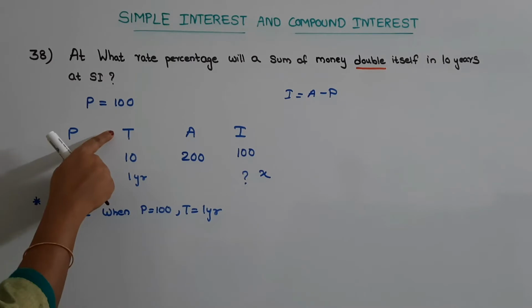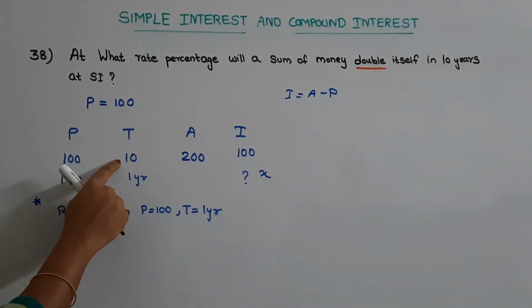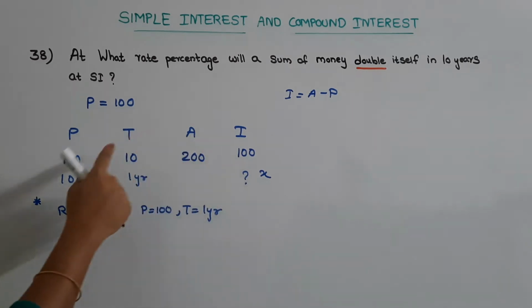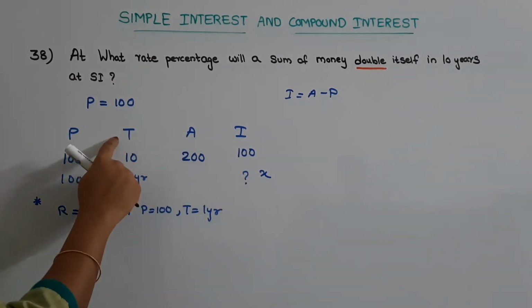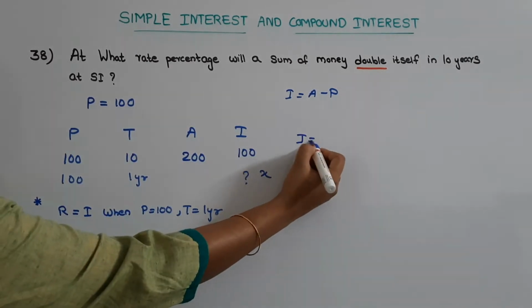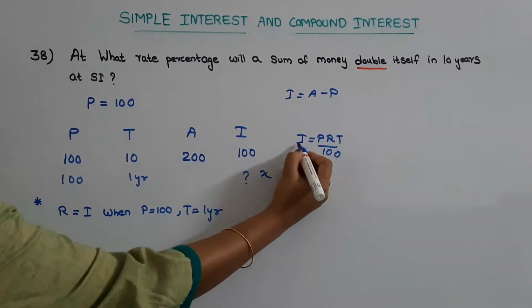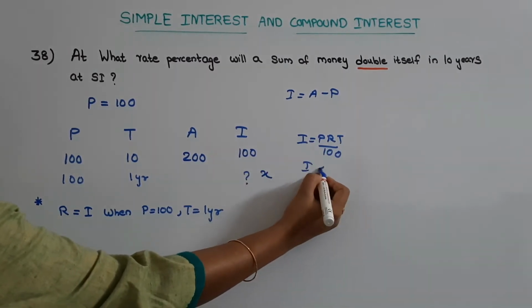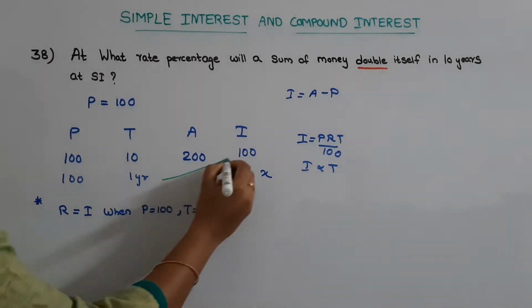Now what is the relationship between time period and interest? If the time period is 10 years, interest is 100, and if the time period is 1 year, what will be the interest value? The relationship between time period and interest is directly proportional. Interest is equal to P R T by 100. So from this, interest is directly proportional to time period. So whenever direct proportionality comes, we need to do cross multiplication.